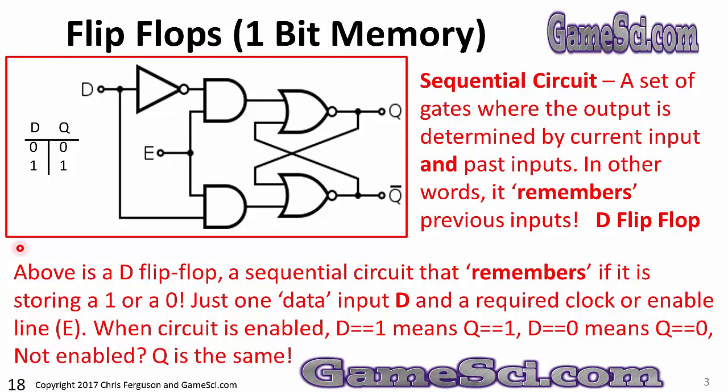Just one data input D to this circuit and a required clock or enable line E. When the circuit is enabled, D equal 1 means Q should be set to 1. When D equals 0, it means Q should be set to 0. What if it's not enabled? Q stays the same. When D is 0, Q should go to 0. When D is 1, Q should go to 1. And that only happens when E goes to 1. As long as E is 0, nothing changes on this flip-flop. It maintains its current output.